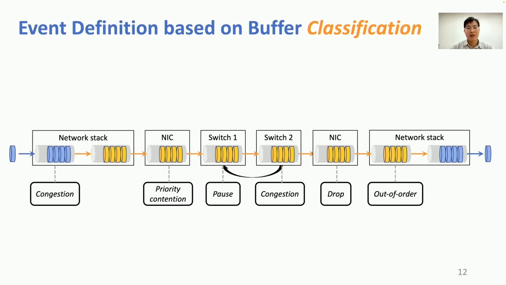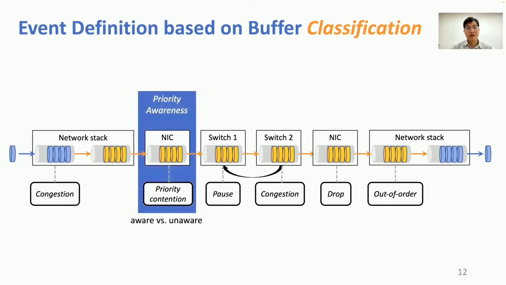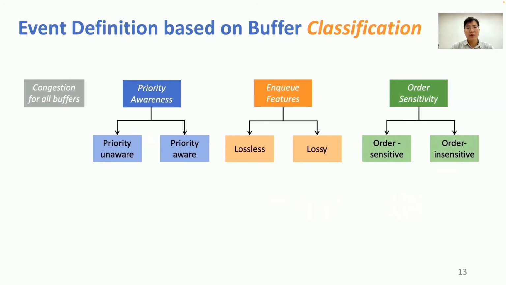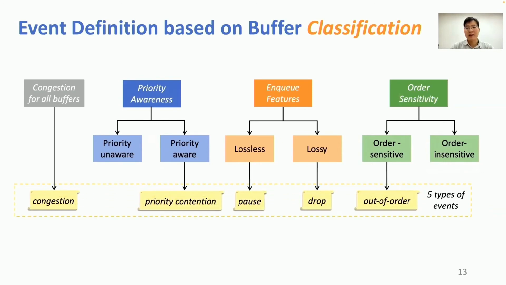So far, we have observed 5 types of buffer events caused by 3 types of buffer properties, including priority awareness, in-queue features, and order sensitivity. In addition, all buffers may encounter congestion events. So when deciding which events one buffer may encounter, we classify the buffer according to the 3 properties and identify corresponding events. Next, let's take 2 types of buffers as examples.